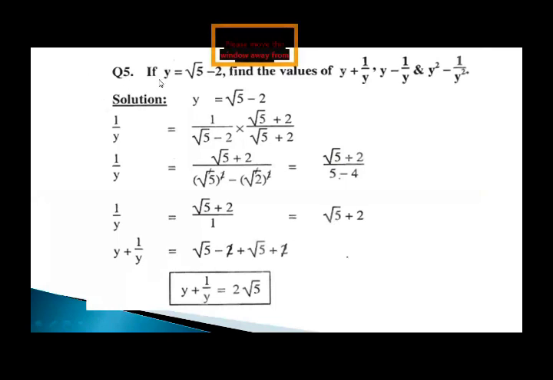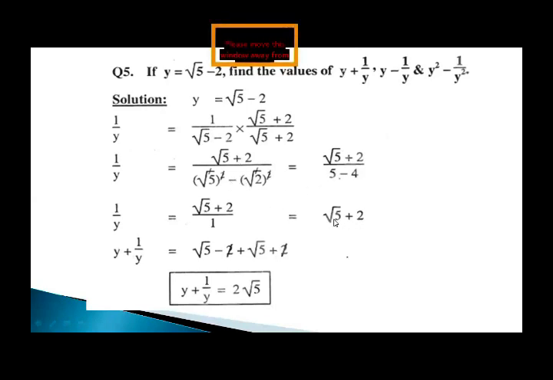Question number 5. If y is equal to root 5 minus 2, find the values of y plus 1 over y, y minus 1 over y, and y square minus 1 over y square. So 1 over y we have to find because only y is given. We will find 1 over y by using the rationalization method. You can see here the method is given, the steps are very clear, the language is very clear. So 1 over y will be equal to root 5 plus 2.